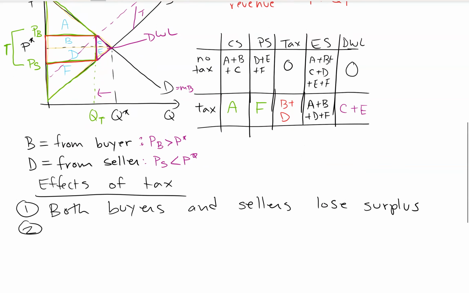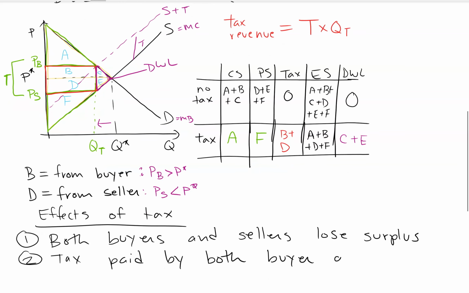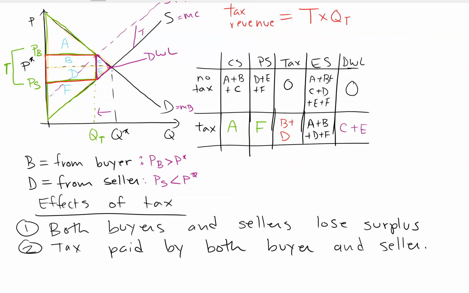The second thing is our tax is paid by both sides, both the buyer and the seller. So remember this tax revenue of B and D. Well, we said above, the part B is coming from the buyer and part D is coming from the seller, and they're both getting hurt. The buyers are paying a higher price, and the sellers are receiving a lower amount. So that's part of the loss of surplus for the buyers and sellers, but that's not deadweight loss. That's just a transfer from the buyers and sellers to the government.